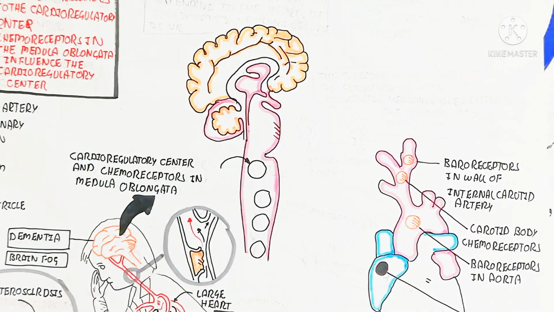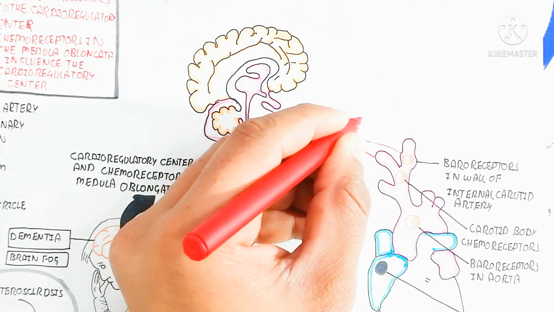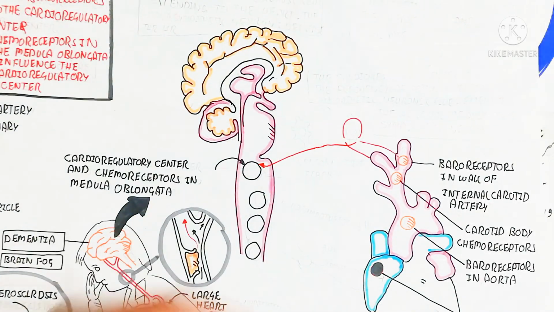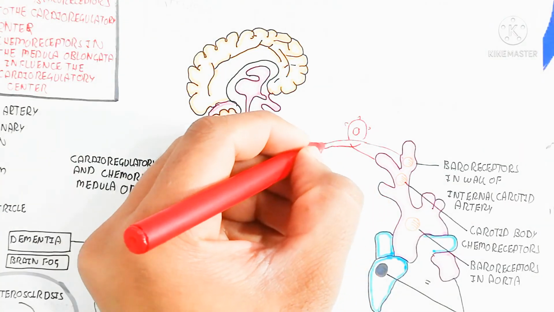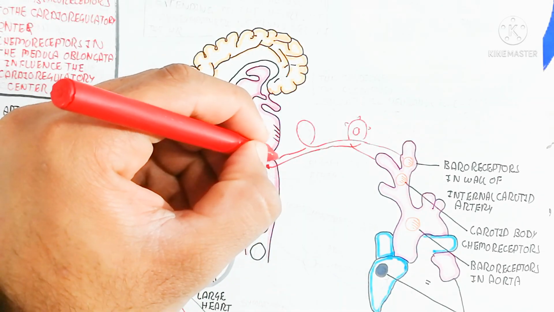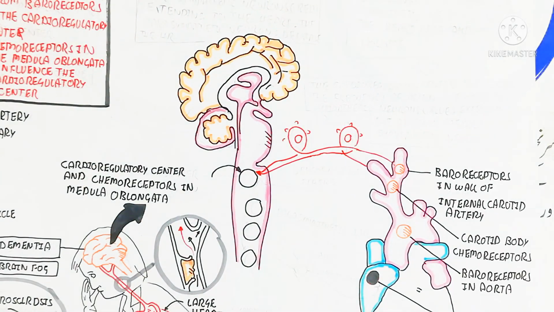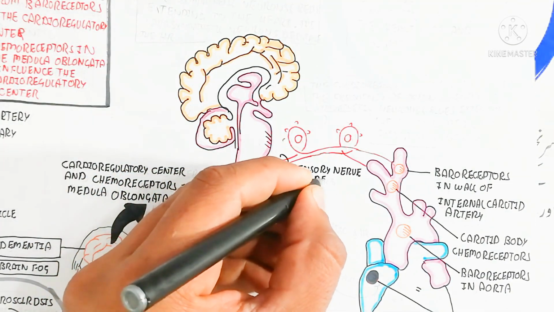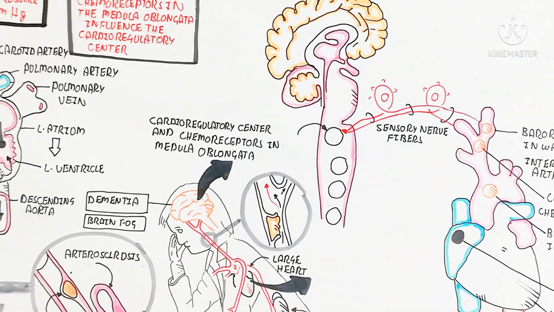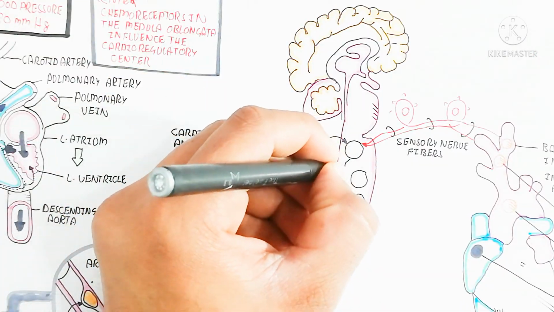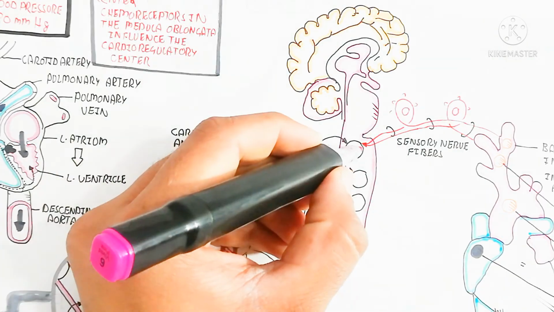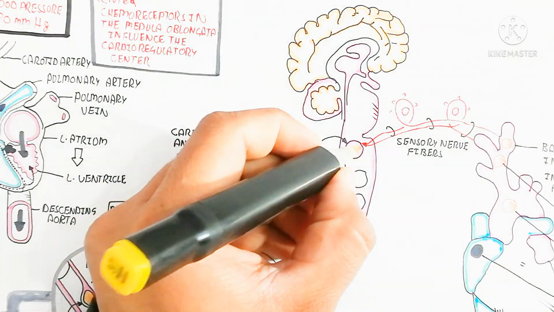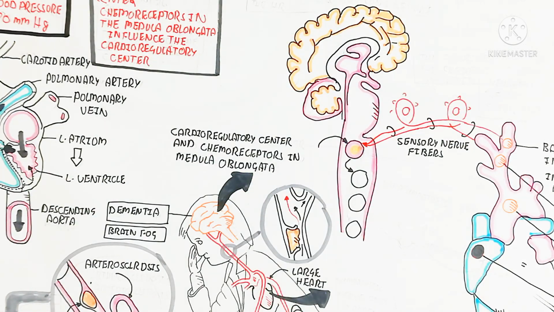So let's begin to understand. This is the cardioregulatory center and chemoreceptor in medulla oblongata. So in this way, here you can see the sensory nerve fiber. The sensory nerve fiber will arise from the baroreceptor in the wall of the internal carotid artery as well as the carotid body chemoreceptor. So in this way, the sensory nerve fiber will extend from the heart toward the brain, and here the cardioregulatory center and chemoreceptor in medulla oblongata will detect. After the detection, on the basis of requirement, the heartbeat will increase or decrease.